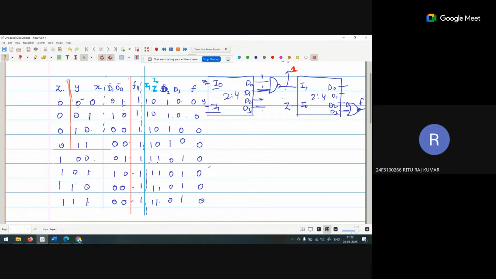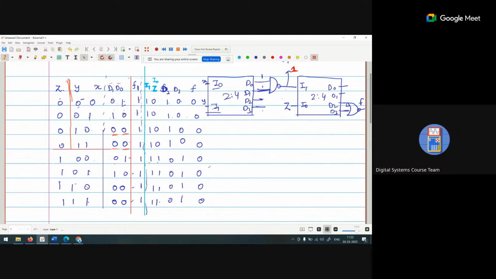Sir, till this point for D1 and D0, 0, 0 is repeating 2 times. Means the 0, 0 value of D1 and D0 is repeating 2 times. It should be, yes sir, 2 times, because it is an I10.